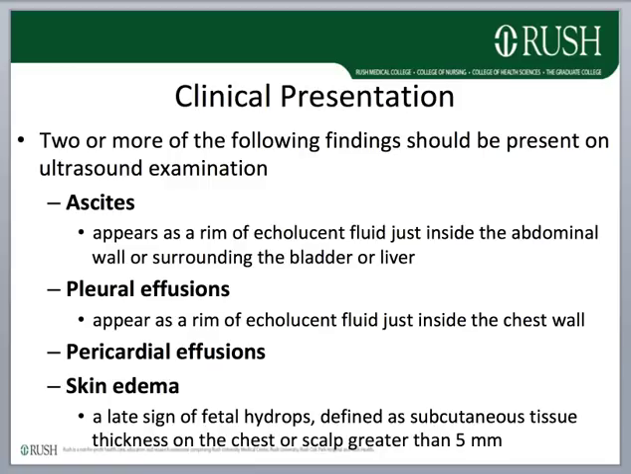Pleural effusions. Pleural effusions appear as a rim of echolucent fluid just inside the chest wall, outlining the lungs. Note that the effusion may be unilateral or bilateral and may compress lung tissue, resulting in hypoplasia. Pericardial effusions similarly appear as a rim of echolucent fluid surrounding the heart. And finally, skin edema. Skin edema, though, is a late sign of fetal hydrops. Pathologic skin edema has been defined as subcutaneous tissue thickness on the chest or scalp greater than 5 millimeters.